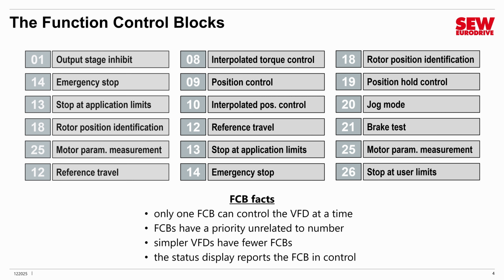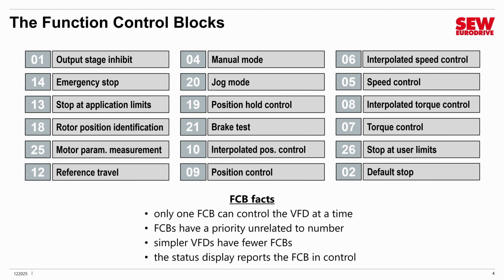It's not the way it works. Here are the FCBs sorted by priority. Now, at least the highest priority FCB, output stage inhibit, actually is numbered 1, but the second highest priority is emergency stop, which is 14. I don't know why it's this way. It just is what it is.